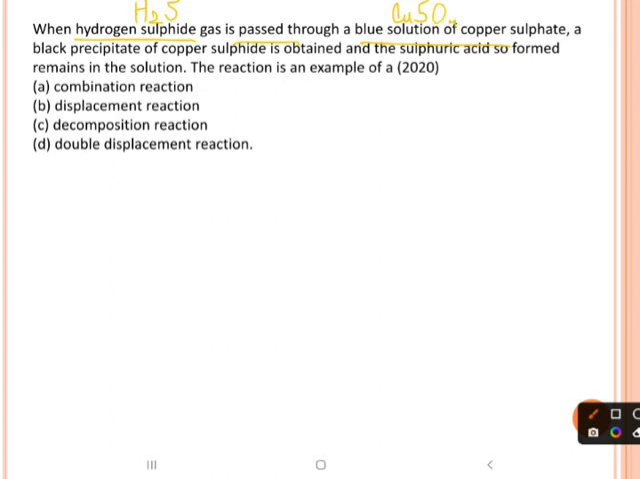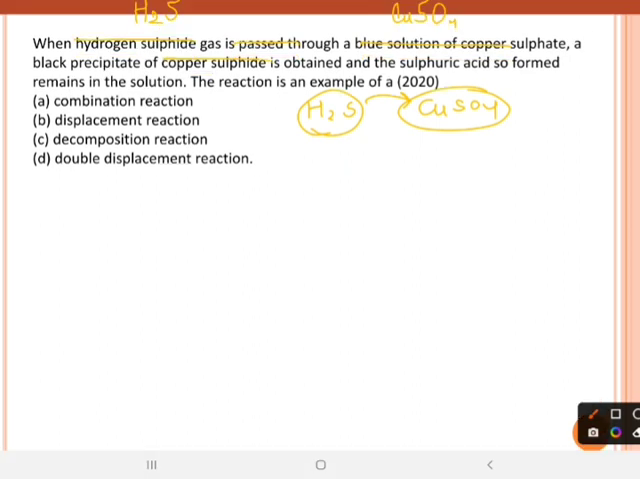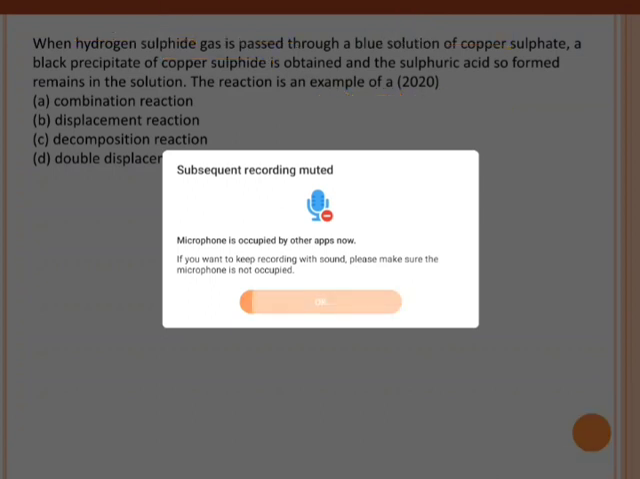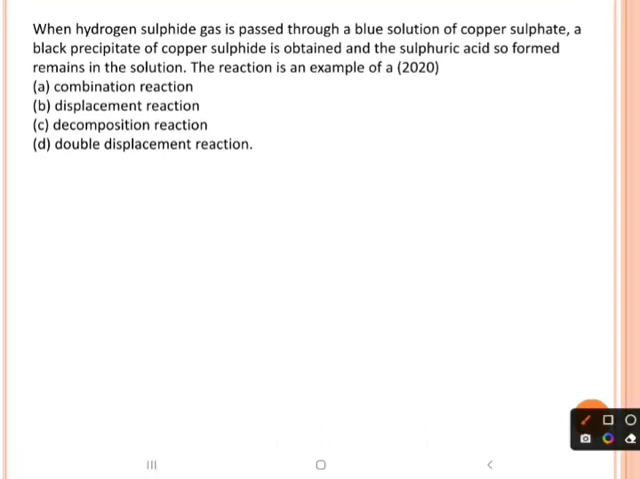CuSO4. I will write here, hydrogen sulfide is this, copper sulfate is this. Now they are saying that when this hydrogen sulfide is passed through this copper sulfate, a black precipitate of... So what they have said is that when hydrogen sulfide, that is H2S gas, is passed through copper sulfate, which is CuSO4, we have a black precipitate of copper sulfide.